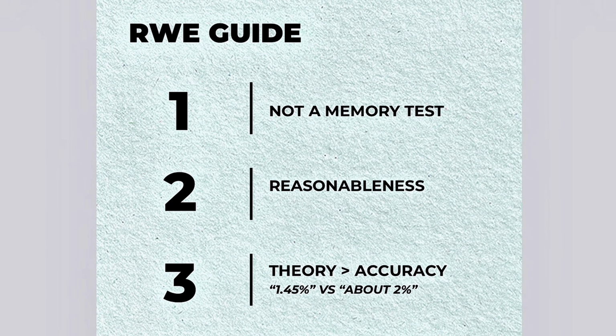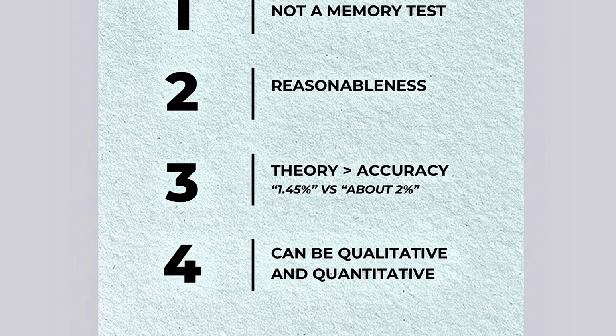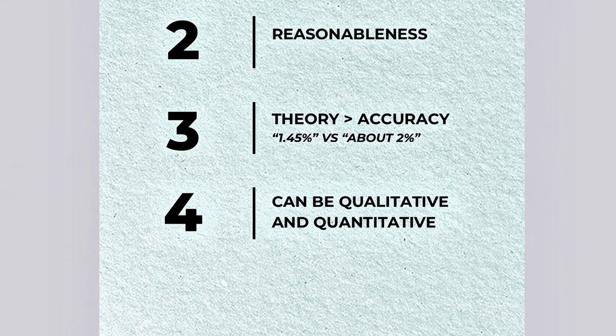More on this later as we go through the example script. The theory in your 50-mark question is more important than the accuracy of your real-world examples. So if you are able to use the real-world example as a guide, or metaphorically a compass, the economic theory articulated based on your reasonable real-world example will add significantly more value to your 50-mark question as opposed to an accurate data point. And lastly, your real-world example can be qualitative or quantitative.